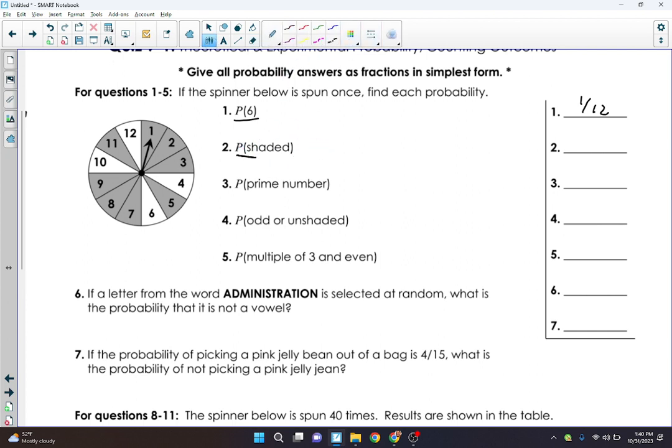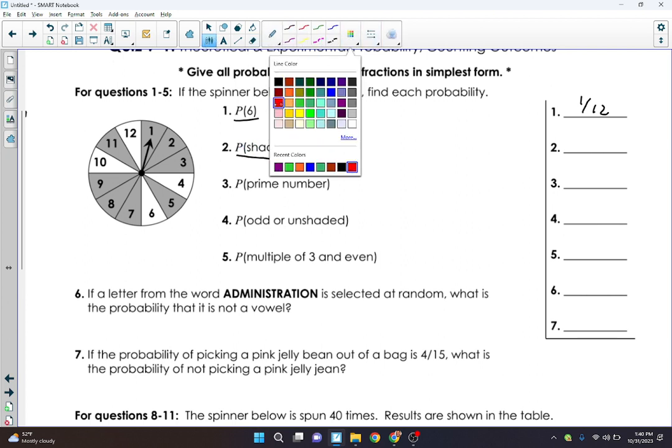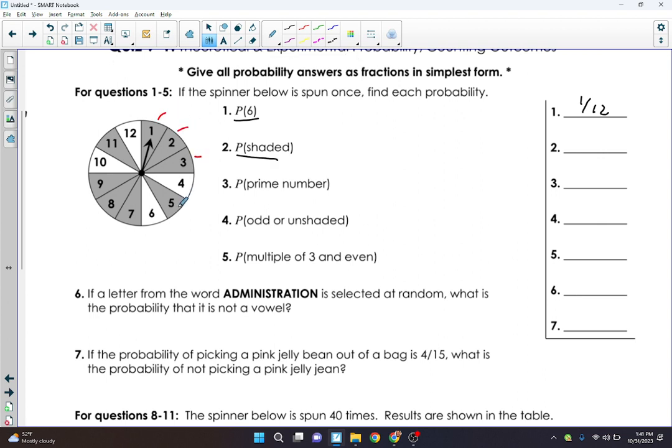The next thing, what's the chances of being shaded? So now you got to count what are shaded. 1, 2, 3, 4, 5, 6, 7, 8. There are 8 shaded out of a total of 12 possibilities. Reduce that. That's going to be 2 over 3.